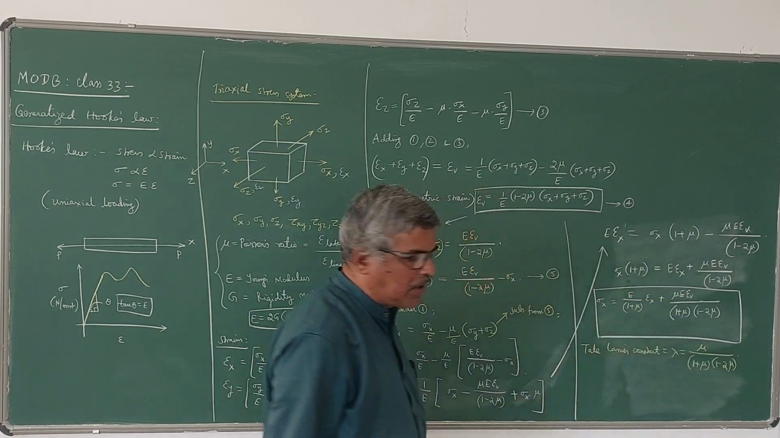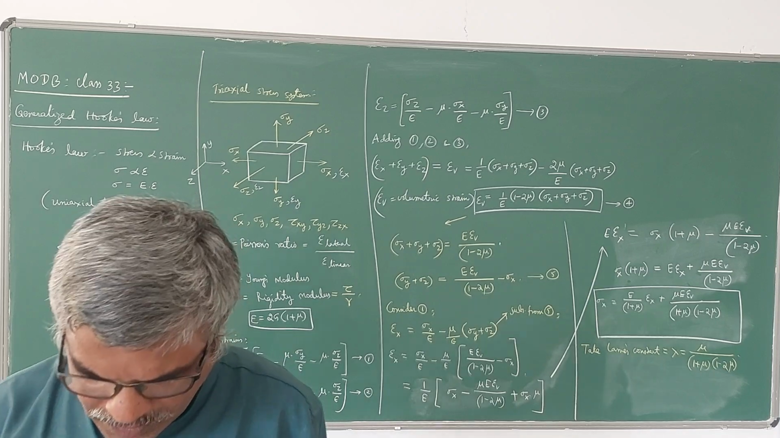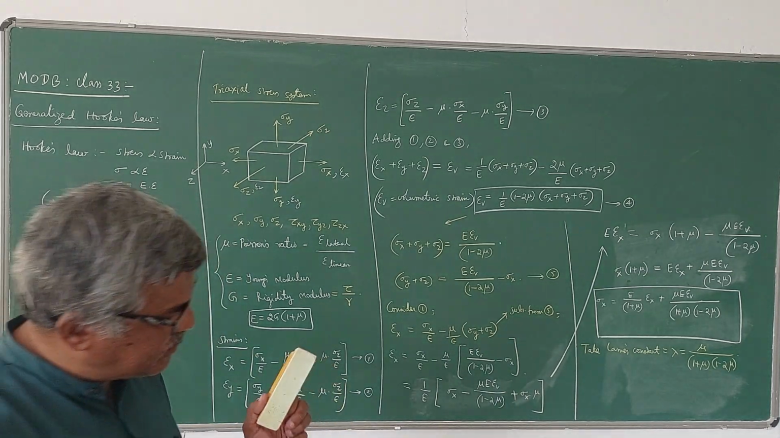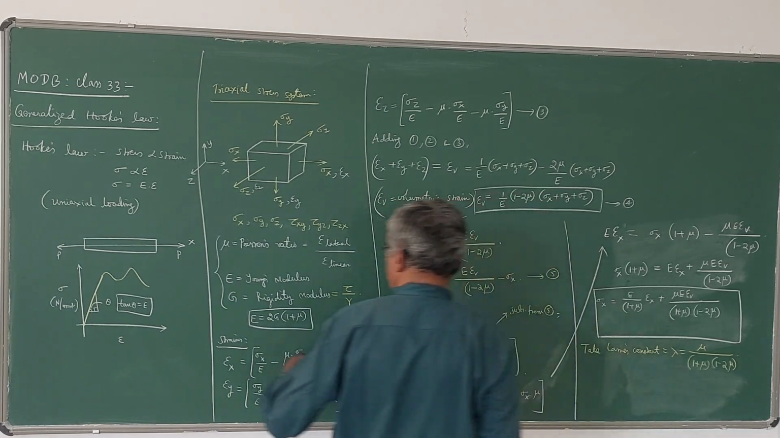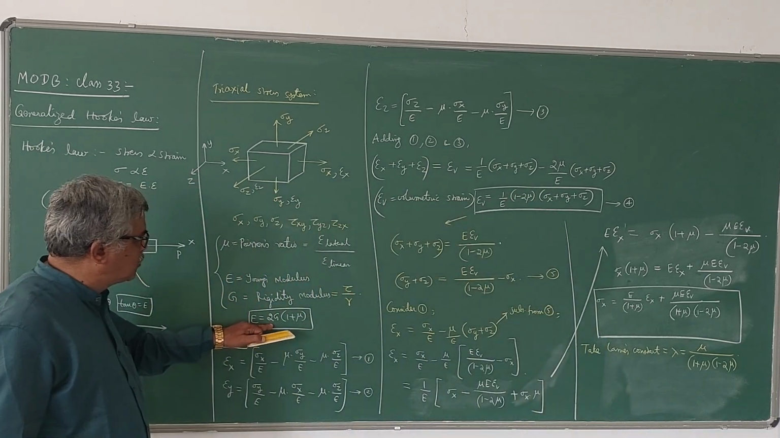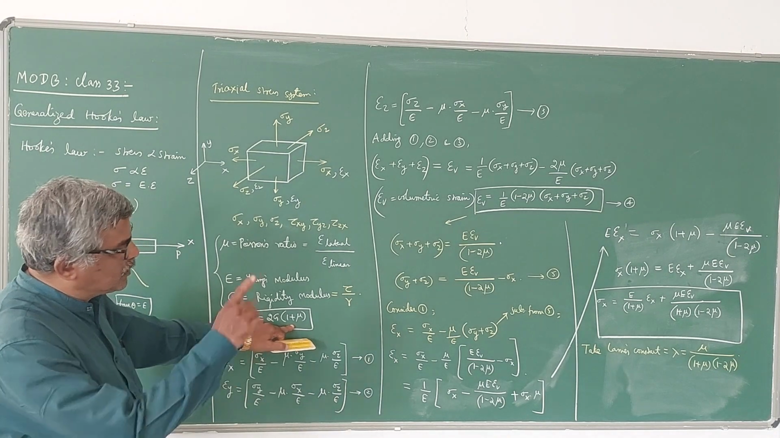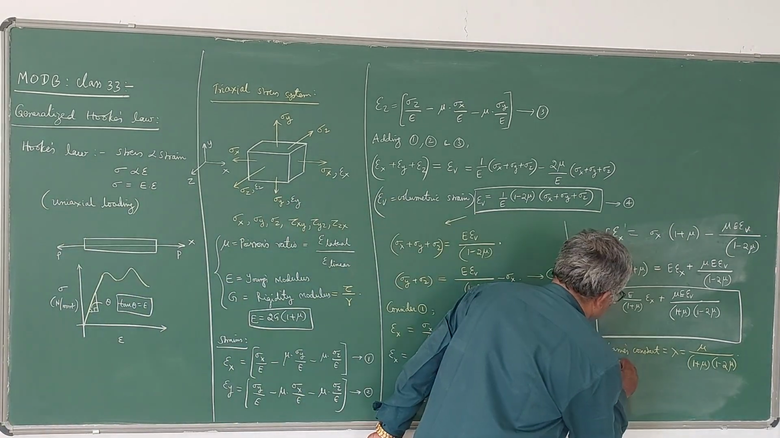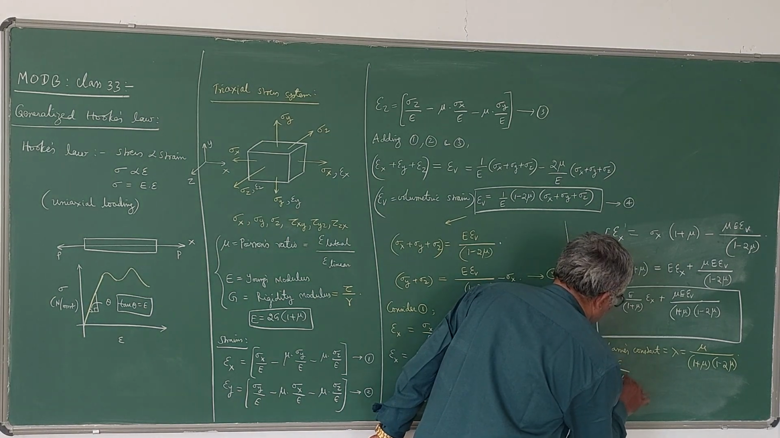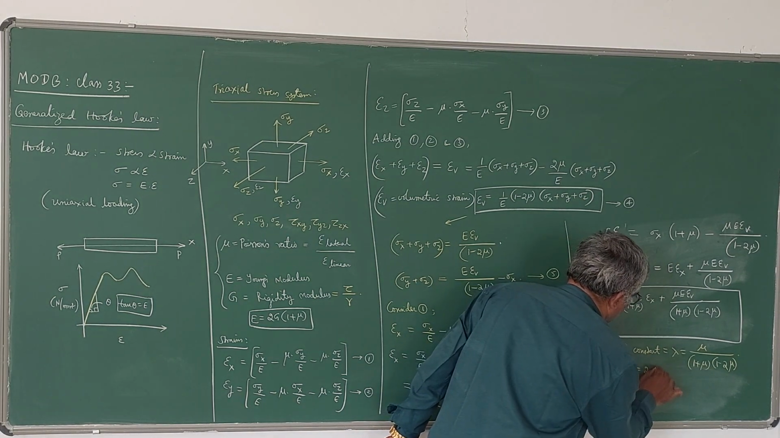Mu divided by (1 plus mu) into (1 minus 2 mu). That means Lame's constant depends only on Poisson's ratio. And another relationship we know is that E is equal to 2G into (1 plus mu). Therefore, E divided by (1 plus mu) will be 2G.